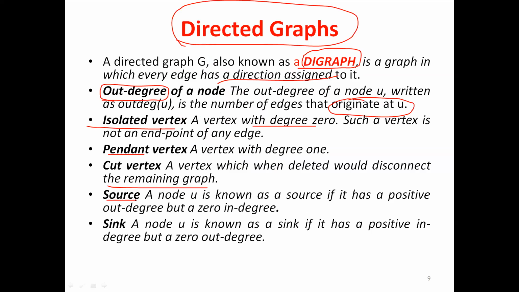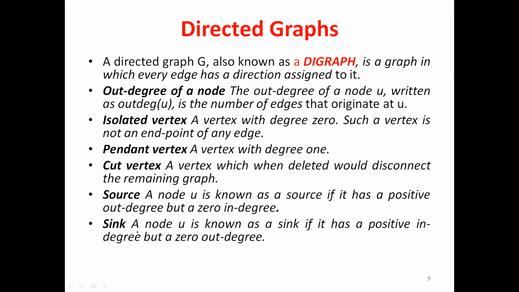And source, where I'm starting, has positive out degree. Then sink: a node U is known as a sink if it has a positive in degree but 0 out degree, and vice versa for source. A node can have 5 in degree edges but 0 out degree. That type of node I call a sink.